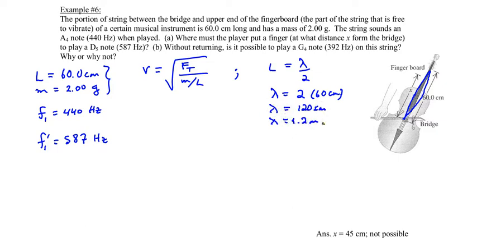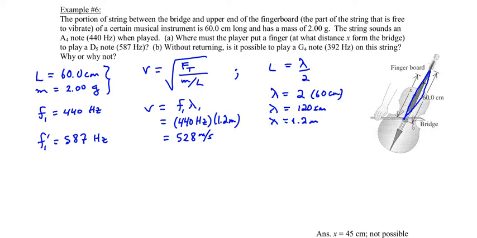Now, if we know the wavelength and we happen to know the frequency, we could figure out the velocity that way. Frequency times wavelength. So we'll take that first frequency and that wavelength in that oscillation mode. So the frequency is 440 hertz, and the wavelength lambda is 1.2 meters. So that means that our speed is 528 meters per second.